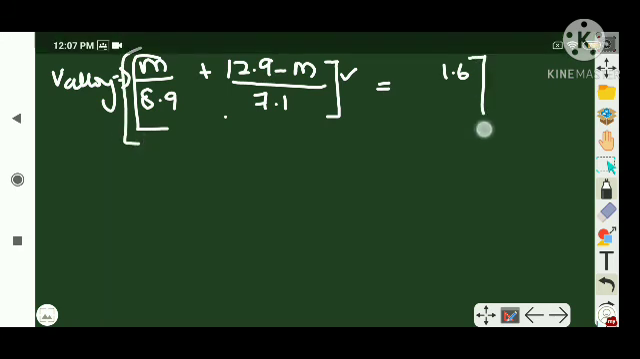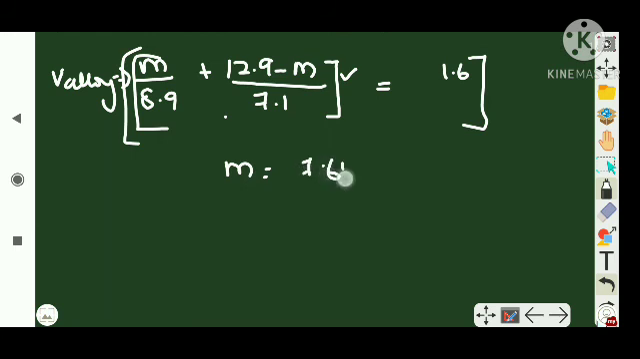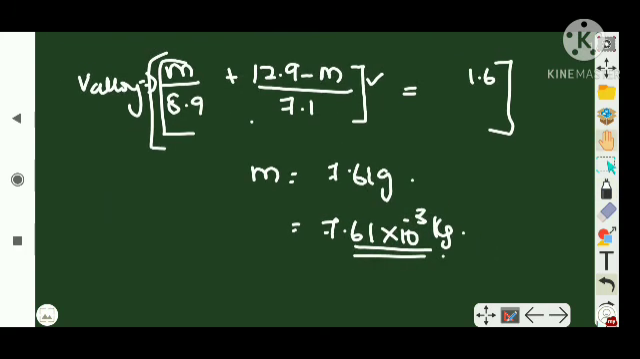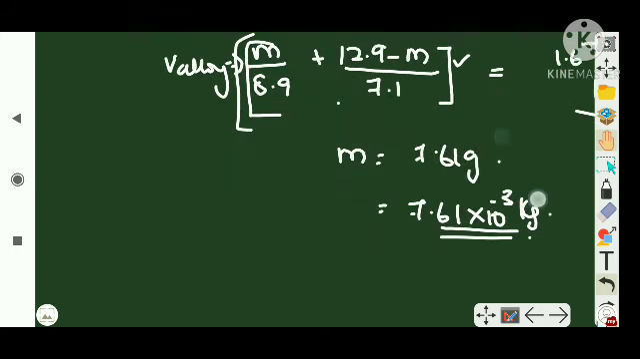So I can equate these two and find m's value as 7.61 gram, or I can write it as 7.61 into 10 to the power minus 3 kilogram. Simple, clear? Let us move on to the next question, guys.